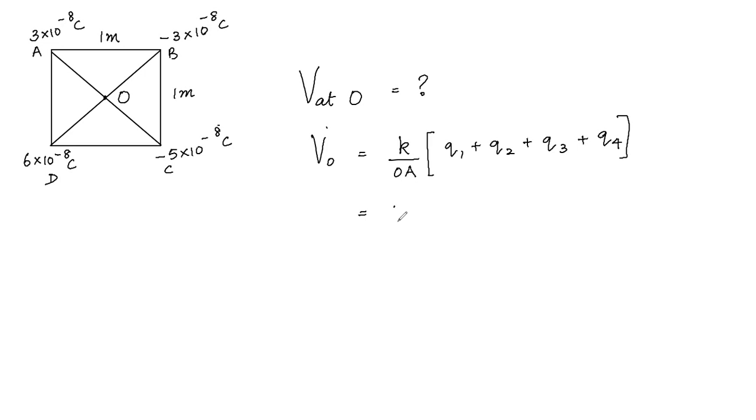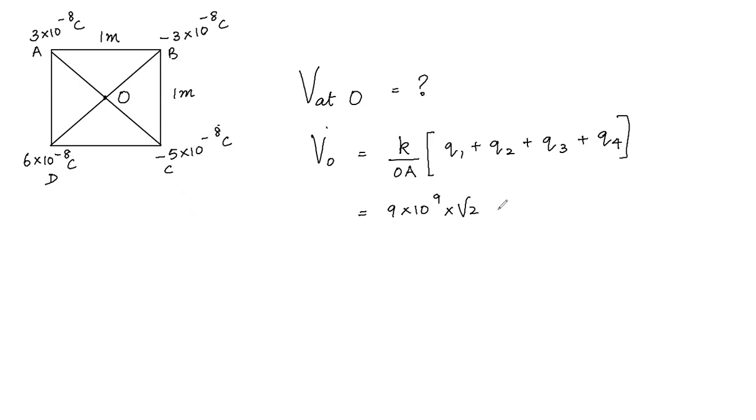Now K becomes 9 into 10 power 9. For a 1 meter square, the half of the diagonal is going to be root 2 upon 2. So I am going to write it as root 2 upon 2. That is root 2 upon 2 will become 1 by root 2. So into root 2, I'll write it on top.